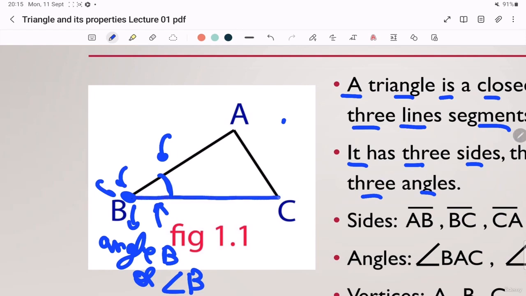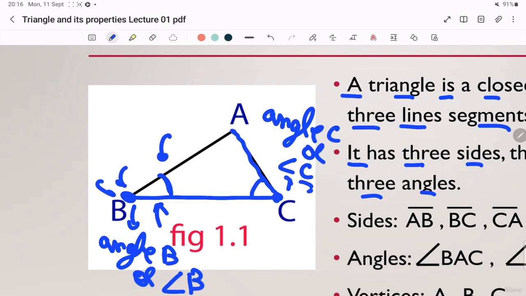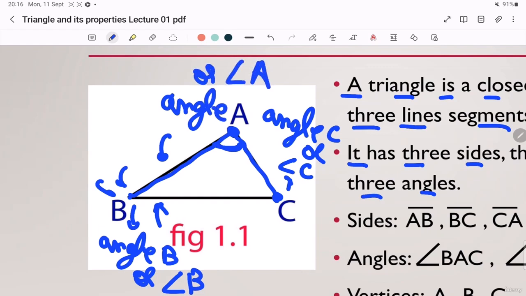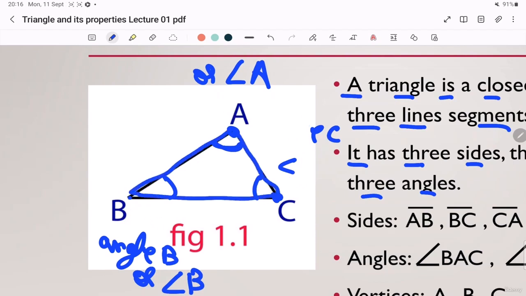This line segment and this line segment are meeting at this point to give rise to this angle. We can write it as angle C, or symbolically we can write the symbol of angle and vertex C. And this line segment and this line segment are meeting at this point. This is vertex A and this is an angle. We can write it as angle A. So these are three angles of a triangle, these are three sides of a triangle, and these three are vertices of a triangle.